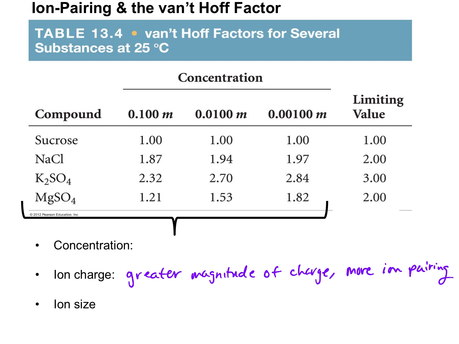Ion size, though, might be a little more difficult to think about. If you have a smaller ion, it tends to have more ion pairing, and I think that has to do with the ability to get other ions in close proximity. So for a smaller ion, we have more ion pairing.